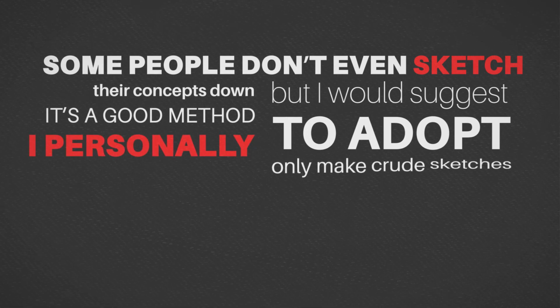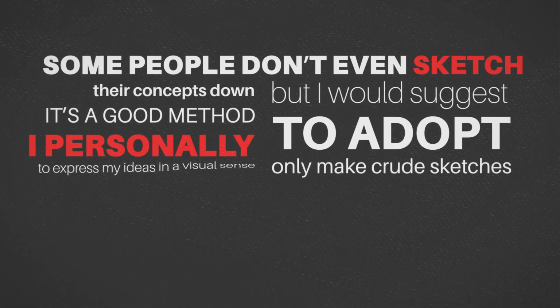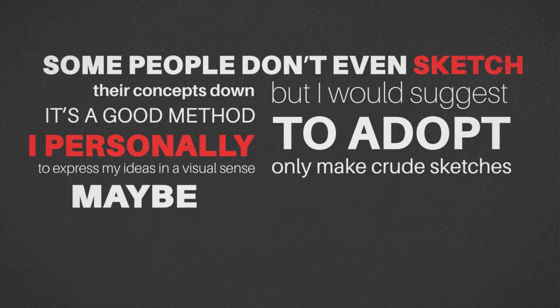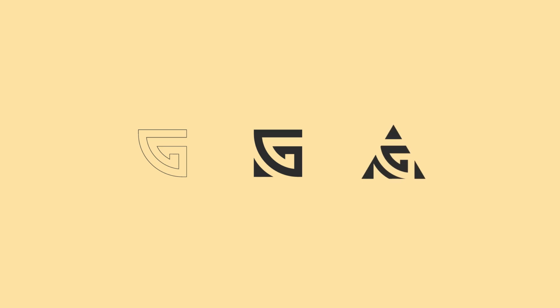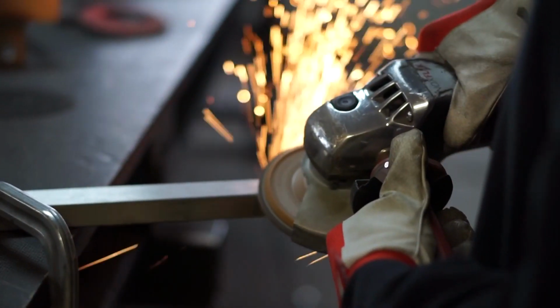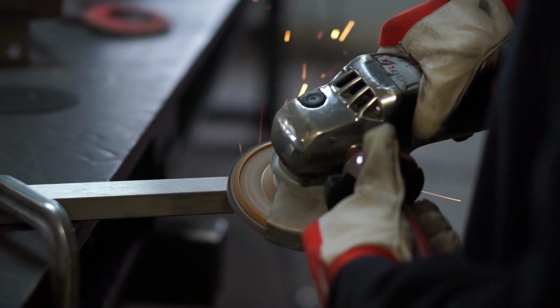Now, I personally only make crude sketches to express my ideas in a visual sense, and I maybe glance at relevant imagery while doing so. As a quick example, I was recently designing a logo for a judo organization, and I would look at images of iron or metallic structures simply because one of the chosen words for the brand was iron. This helped me to formulate a really strong and rigid design resembling the strong and robust nature of the martial arts organization.